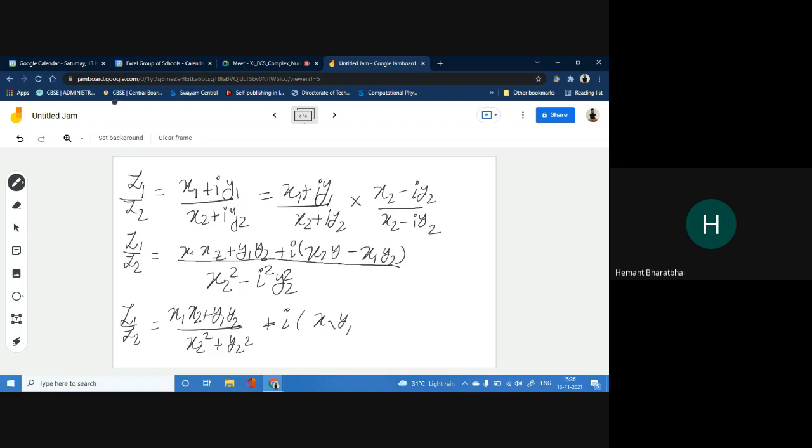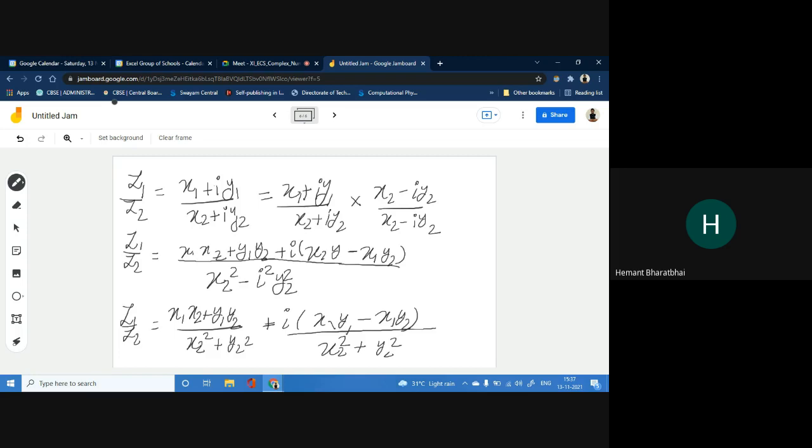Plus i into (x2 y1 minus x1 y2), the whole upon the same denominator. This i square becomes minus 1, so the same denominator, so that will be x2 square plus y2 square. So this is how you divide two complex numbers.